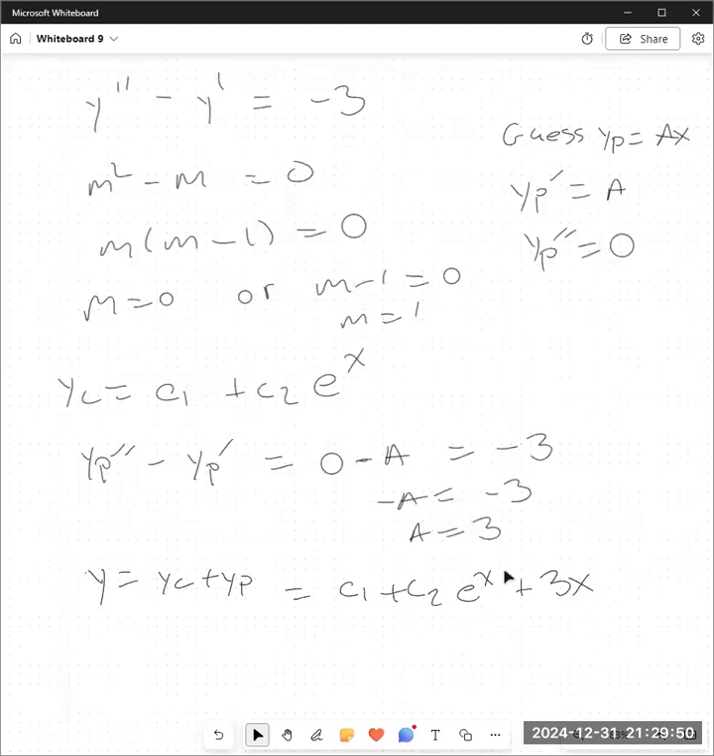All right. So when your guess for yp already exists in yc, you have to go up however many degrees you need to, a multiplier of x to the n, in order to get a version of that solution with the repeated root rule that isn't already in your yc. So let's go ahead and look at the next problem, and that'll be the last one for this video. It's going to be quite lengthy here.